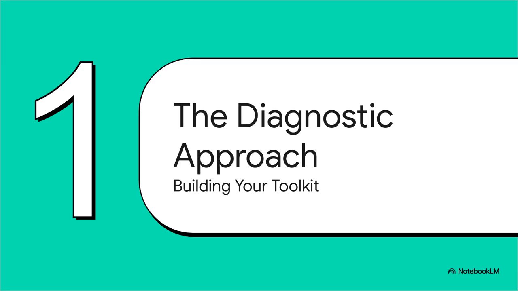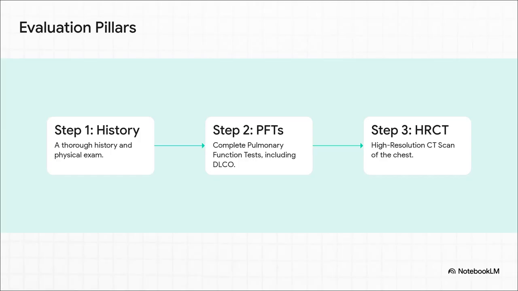Okay, so where in the world do we even start when we suspect DPLD? Well, the key, like with so many things in medicine, is just having a solid, systematic approach. Your whole workup really comes down to these three things. It all starts at the bedside, right? A super detailed history, asking about their jobs, their hobbies, every single medicine they're on, family history, all of it. Then we figure out the physiology with a full set of PFTs. And finally, we get our eyes on the lung architecture itself with an HRCT.